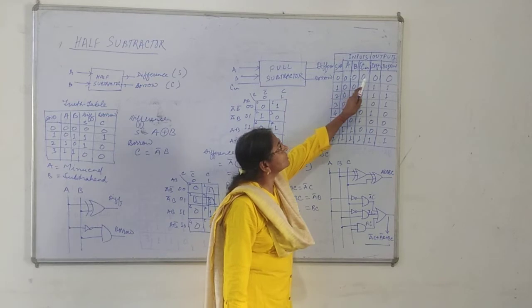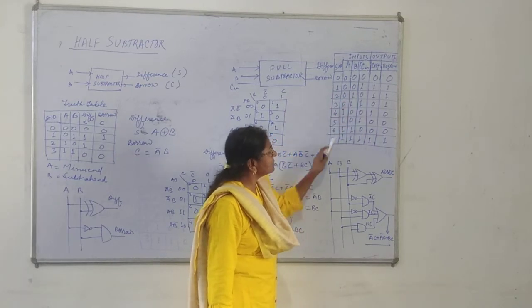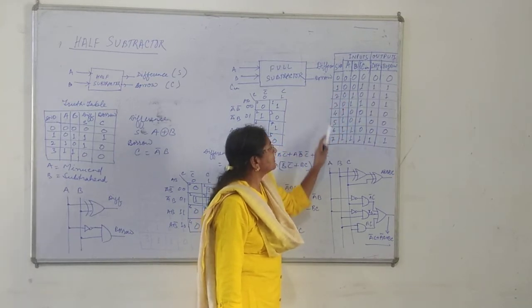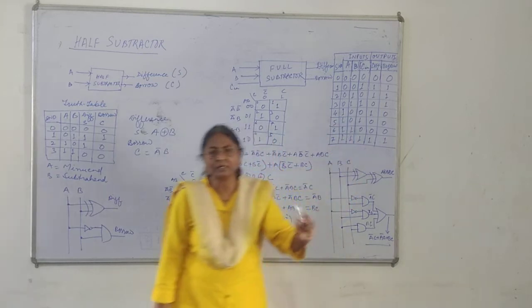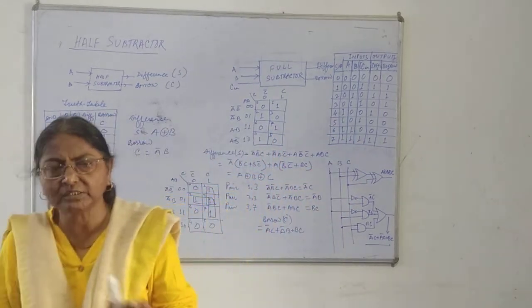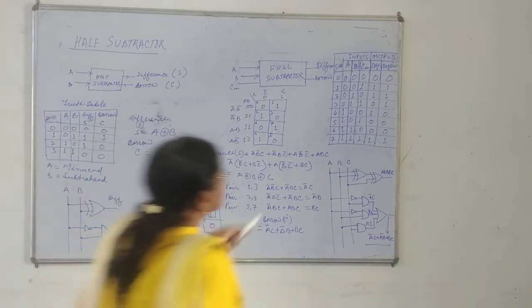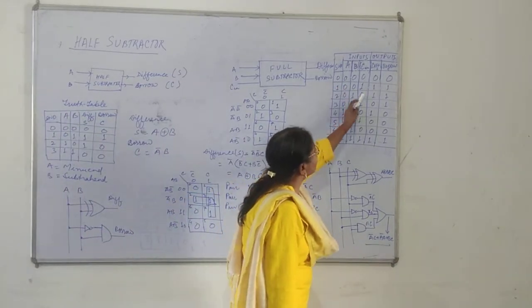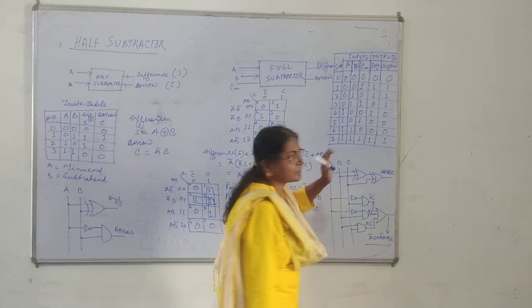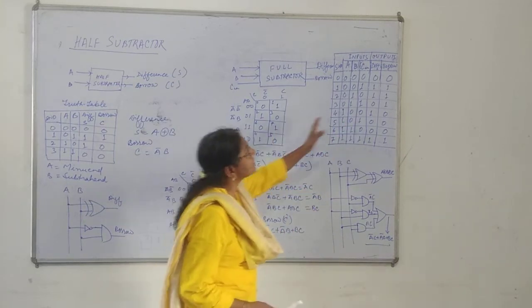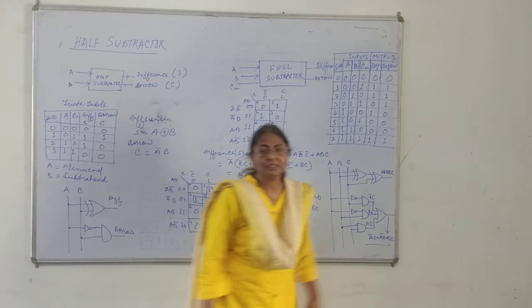A B 0 0, then 0 1. The same binary input combination for 3 values, whether it is half adder, full adder or full subtractor. So this one is 0 0 0, 0 0 1, 0 1 0. Here we have 0. Now the difference arises here in the output.